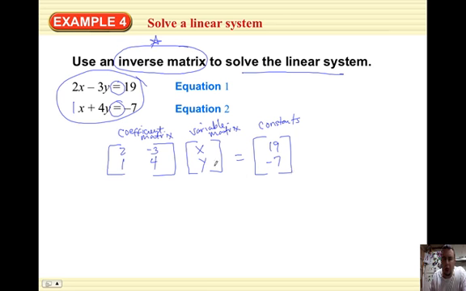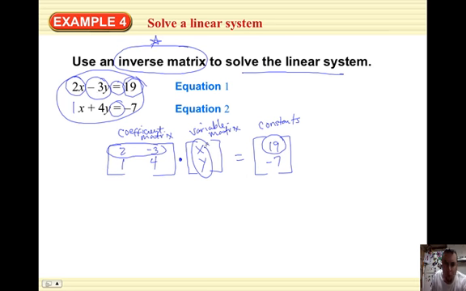Now, why does this work? Because this is being multiplied. Let's say I take this row times this column. What would that be? 2 times the x, 2x, -3 times the y, equals the first one, 19. That row makes an equation itself. But we don't have to multiply, because I know this multiplied is just this. So all you have to do is this.